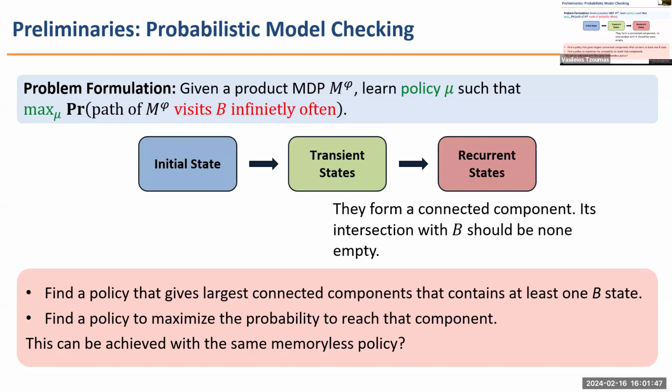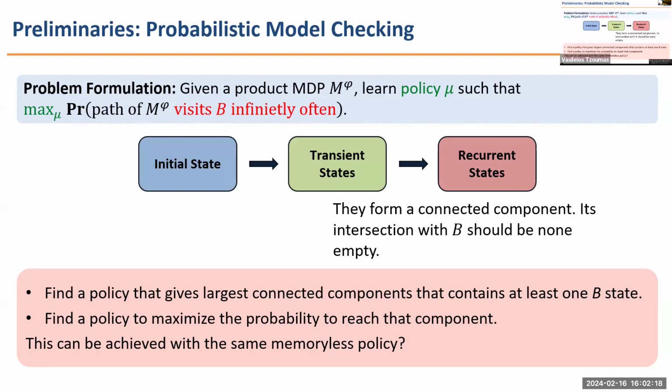But actually, what I want to say here is because here we are studying finite state Markov chains, you can actually achieve both with the same policy, and that policy is only state dependent. And the reason is because, if we look at a policy on a finite state Markov chain, it starts from the initial state, it goes through several transient states, and then it basically gets trapped in some connected components and basically looping there, right?